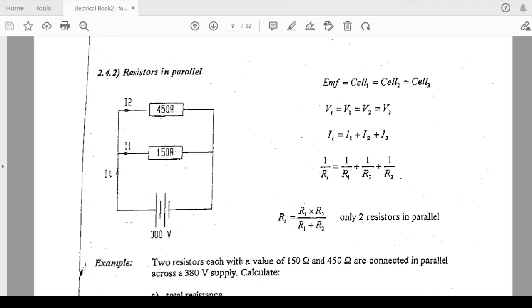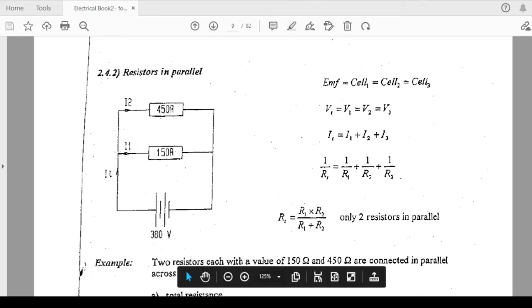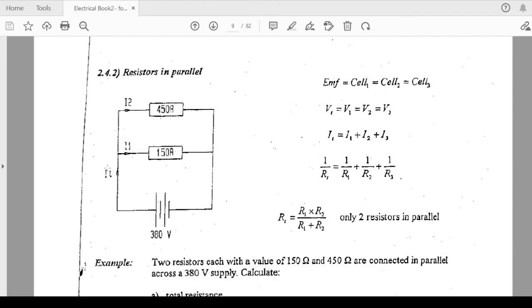And what they say is the current coming into this junction here, which is I total, IT, must equal the current leaving the junction. Which is the current leaving the junction? It's I2 and I1. Which is the current coming into the junction? It's I total. So the formula is I total equals I1 plus I2. This is the formula in parallel. I total equals I1 plus I2 plus I3. If there was a third one here, you add all three together. That is total current. So in parallel, current is not the same.